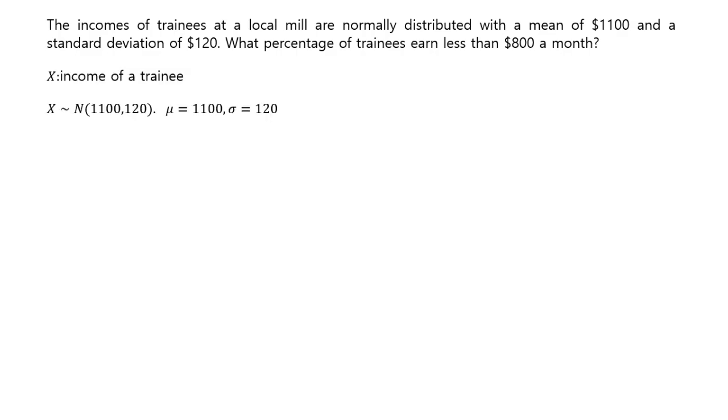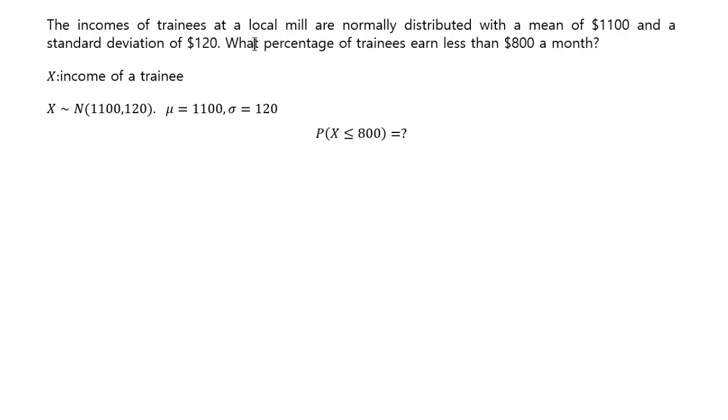Okay, so we're looking at the income of a trainee, and if you call that the x, the random variable, then this random variable follows the normal distribution with the mean value 1100 and standard deviation 120. And the question is about finding the probability that this x would be less or equal to 800.